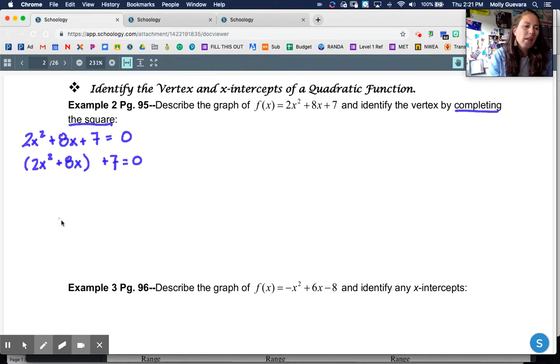Okay. Now the goal here is for me to have this term to just be x squared. So I'm going to have to distribute out a 2. So if I take out a 2, I'm left with 2 times x squared plus 4x, close your parenthesis, plus 7 equals 0.